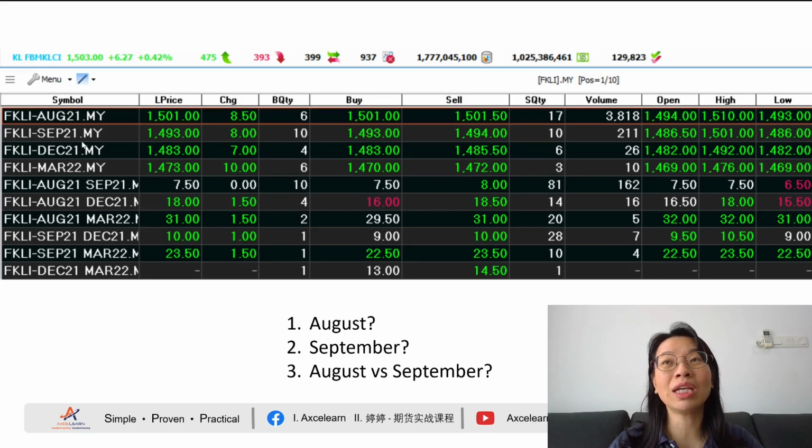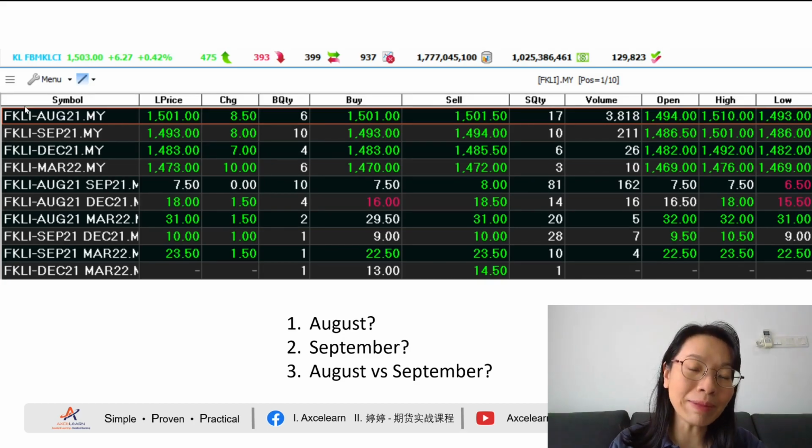For example, if I'm going to buy FKLI, but it is already, say, the 30th of August, and tomorrow is going to be a public holiday, so why today just buy that and then close the position and move to the next day? I can choose to trade directly in September month. So by default, you are going to trade the spot month.